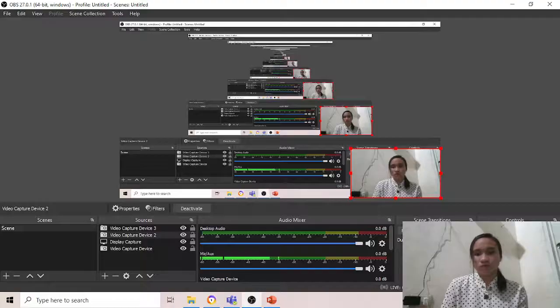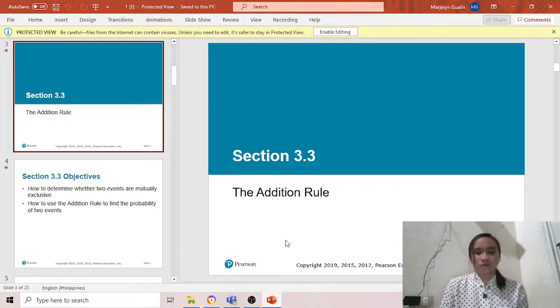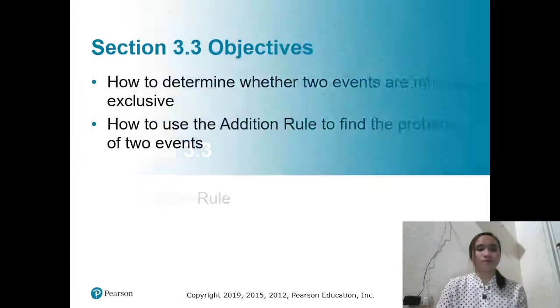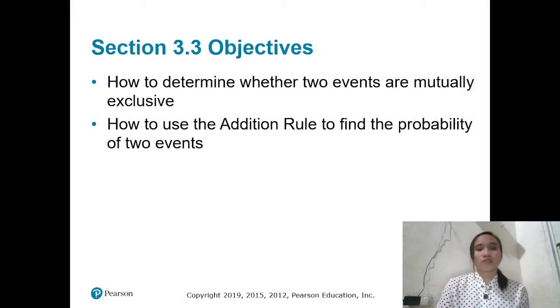I am going to report the addition rule. There are two objectives: number one, how to determine whether two events are mutually exclusive; number two, how to use the addition rule to find the probability of two events.